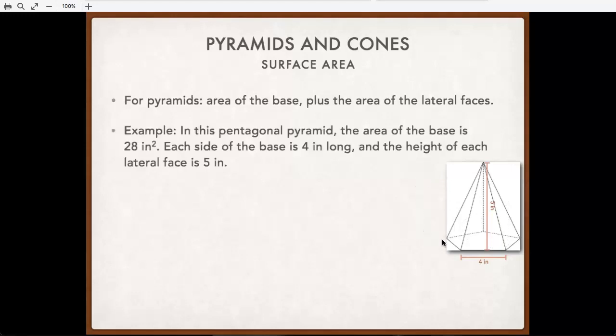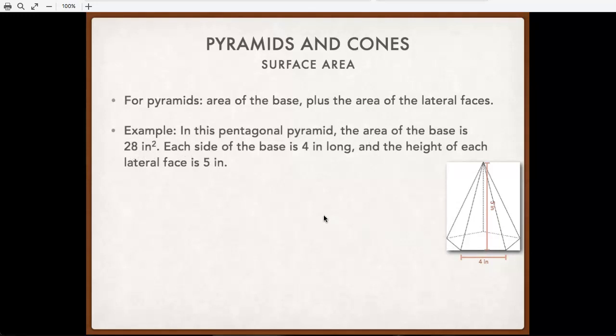In this example, we've got a pentagonal pyramid. It's a pentagon with 5 sides as our base. The area of the base is 28 square inches. Each side of the base is 4 inches long, and the height of each lateral face is 5 inches. So it's 5 inches along that triangle there. The base, they've already given us the area of.